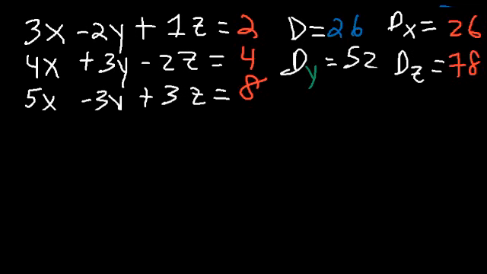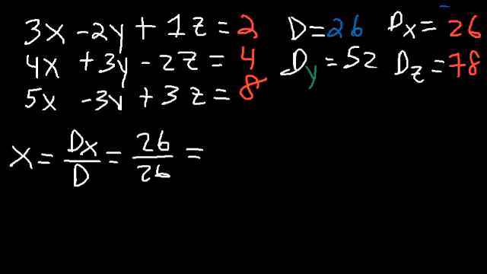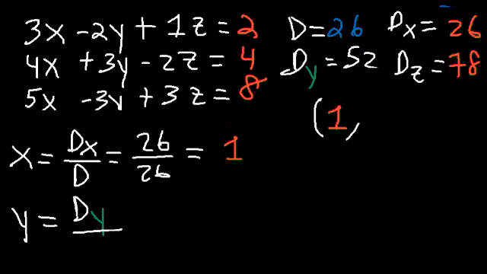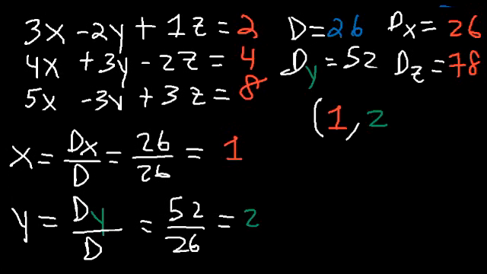Now that we have dx, dy, dz, and d, we can now find the values of x, y, and z. So x is equal to dx divided by d, and that's going to be basically 26 divided by 26. So x is equal to 1. So let's put that as an ordered pair. Now let's move on to y. So y is dy divided by d. And dy is equal to 52. D is 26. 52 divided by 26 is 2. So y is equal to 2.